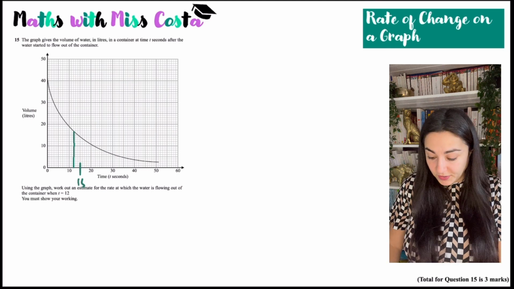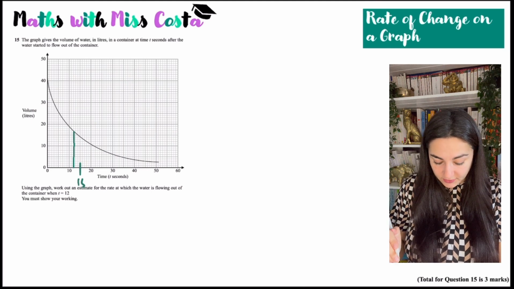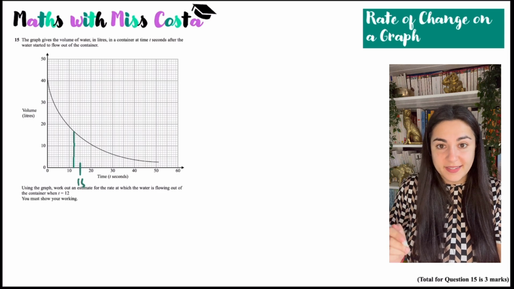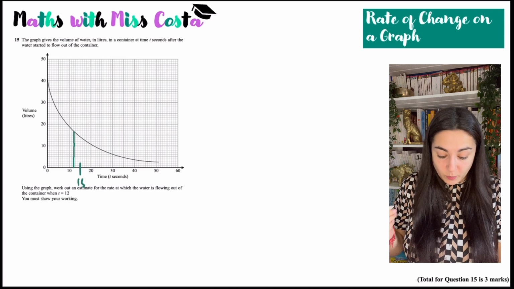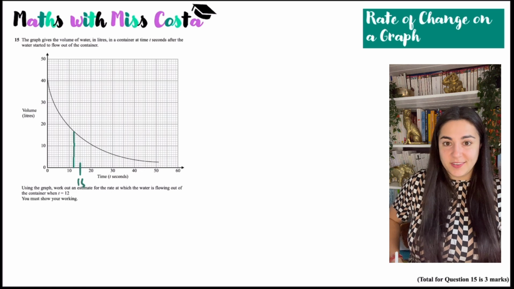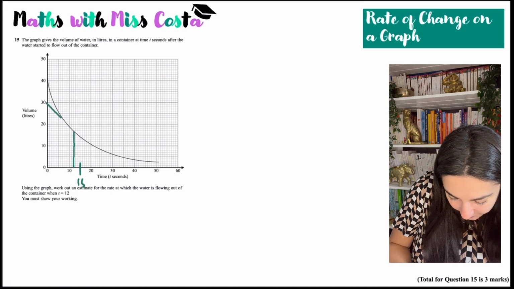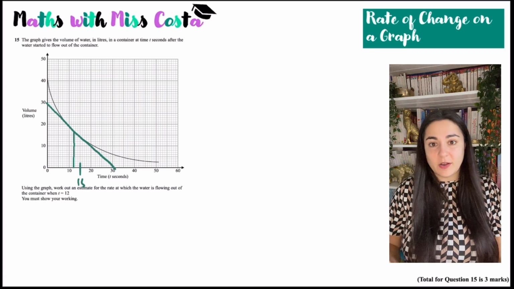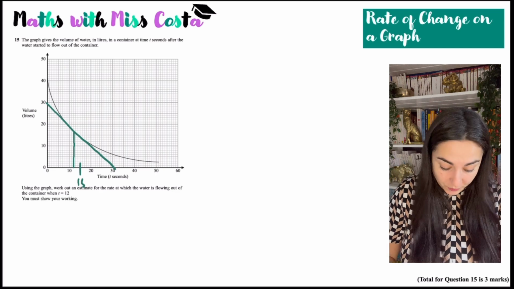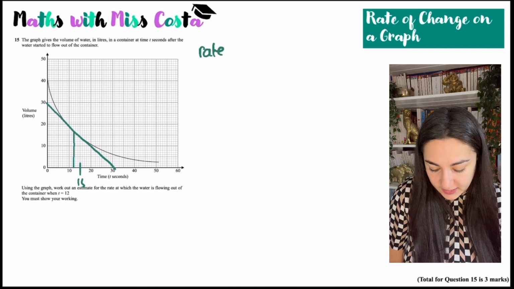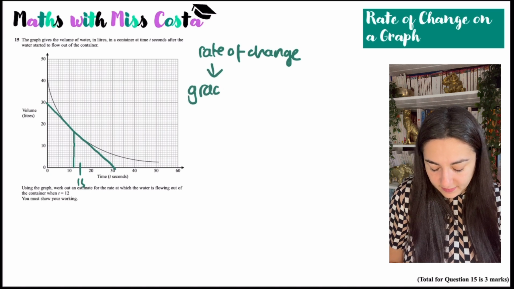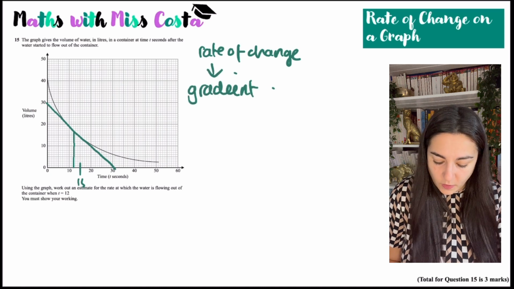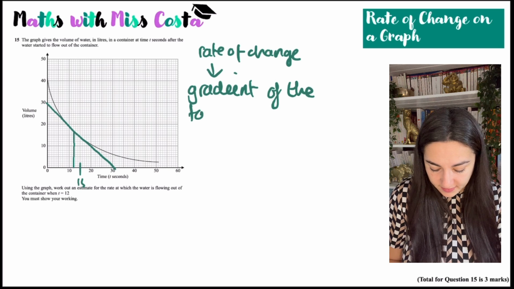Okay, so when you're working out a rate of change from a graph that is not linear, what you need to do is draw yourself a tangent to the line. So this is annoying because I don't have a ruler, but I'm going to do the best I can. Okay, so you draw yourself a tangent to the line, and then to work out the rate of change, because gradient is just the rate of change, you find the gradient of the tangent to the curve.